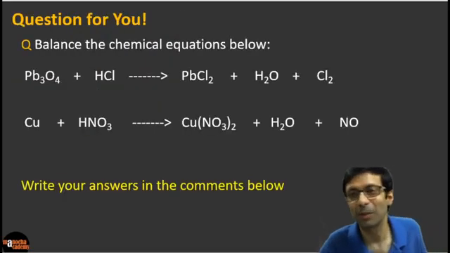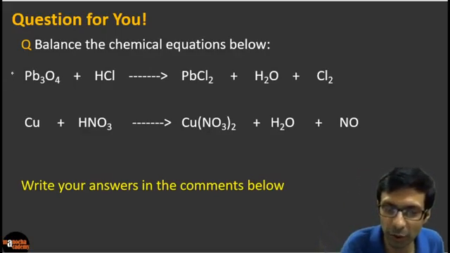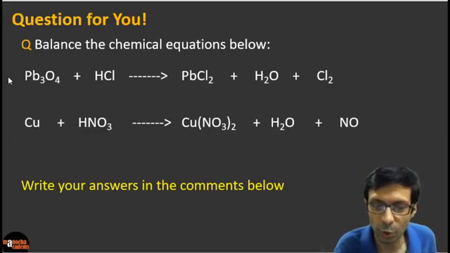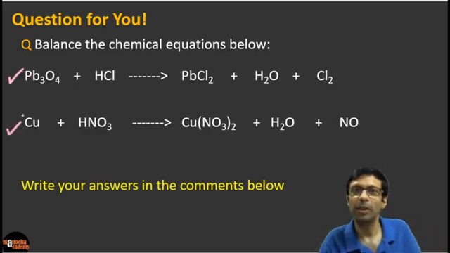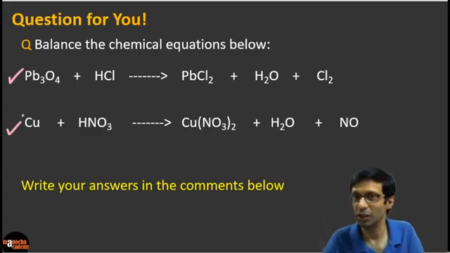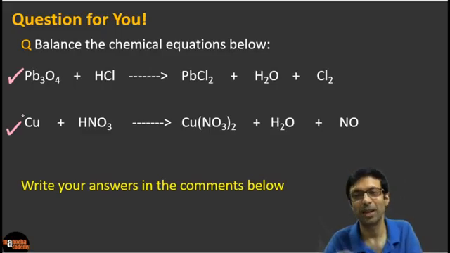And here I have some questions for you to solve. So this is your homework. Try balancing these two equations, equation 1 and equation 2. The first equation is Pb3O4 plus HCl gives PbCl2 plus H2O plus Cl2. So first check, is the equation balanced or not? If it's not, balance it. And same for the next equation, copper plus nitric acid gives copper nitrate plus water plus NO.